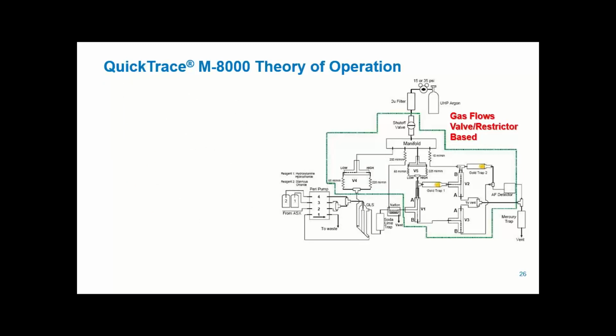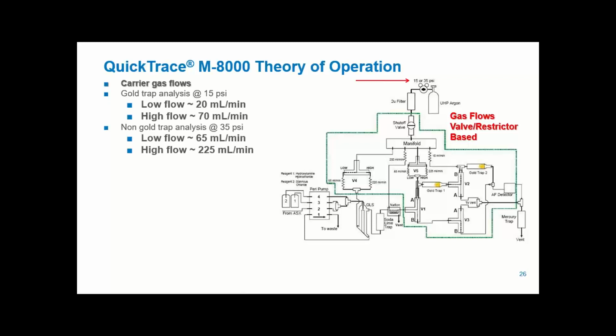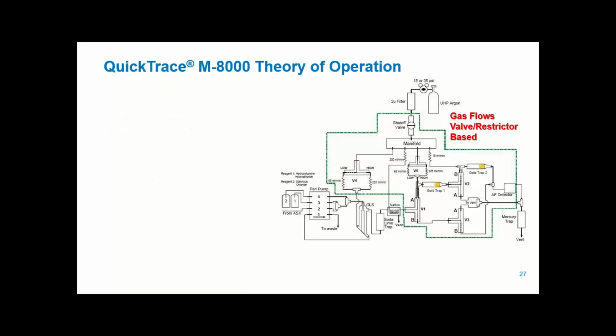So let's start with our carrier gas flow, which is a high purity argon. Our carrier gas flow is controlled by a series of restrictors and valves. Depending on the mode of analysis, you'll run at 15 psi or 35 psi. And then the GLS is supplied from V4, while the gold trap is supplied via V5.